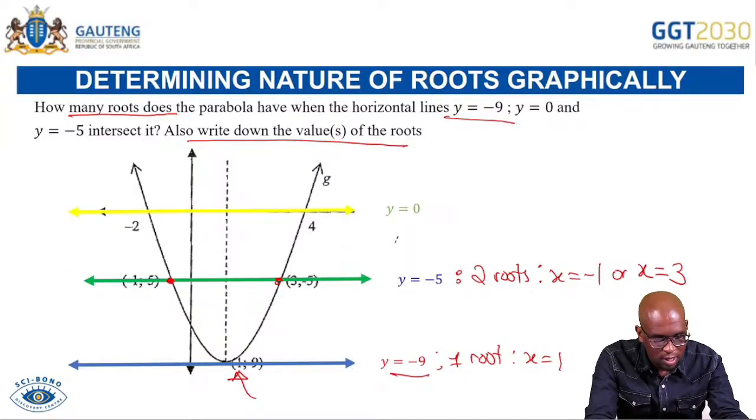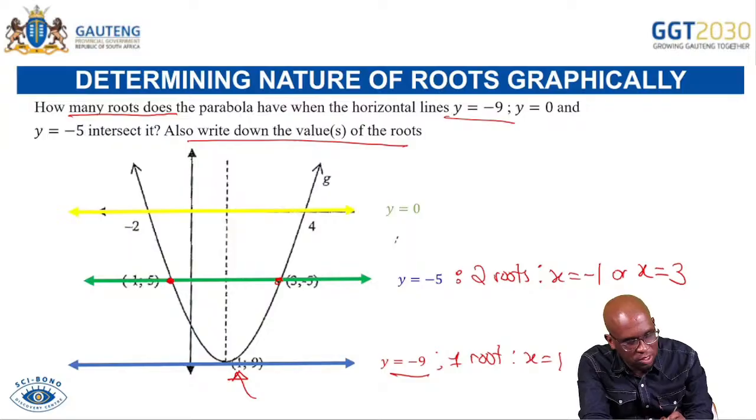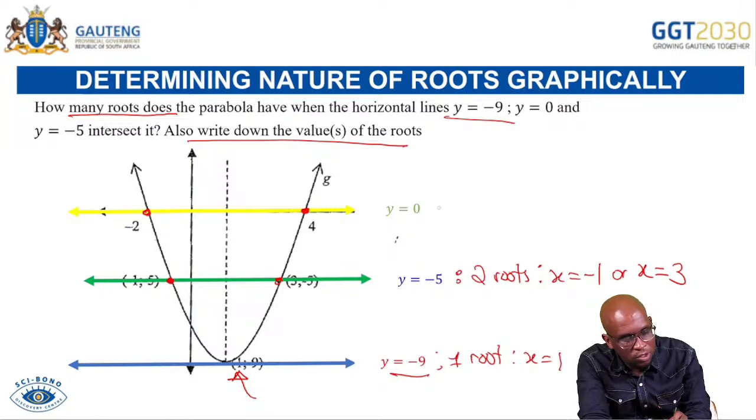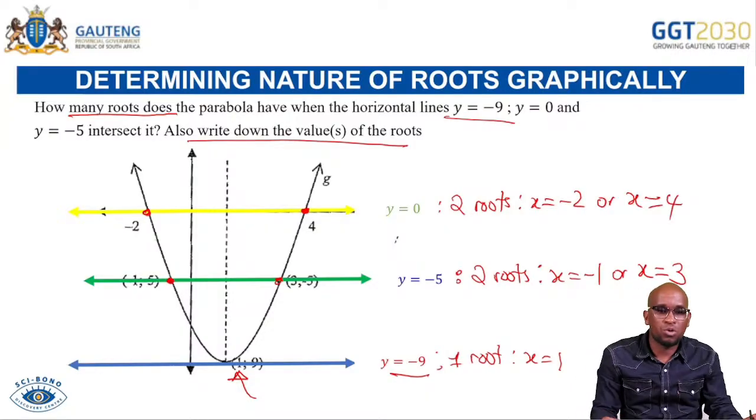Moving on, let's see when y is equal to 0, we get this root and this root. That is where it is intersecting that line. So y is equal to 0, we get 2 roots, and then from there we have them as x equals -2 or x equals 4. Those are the 2 roots.